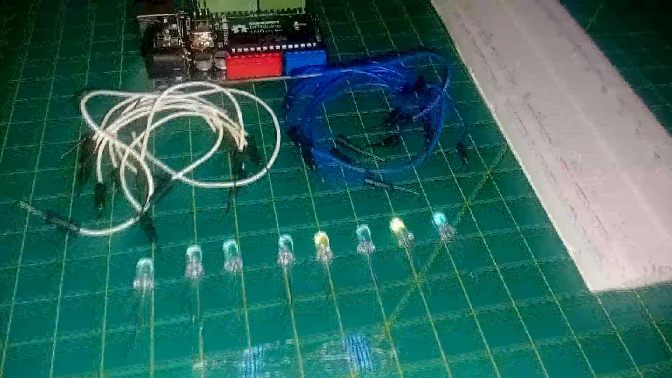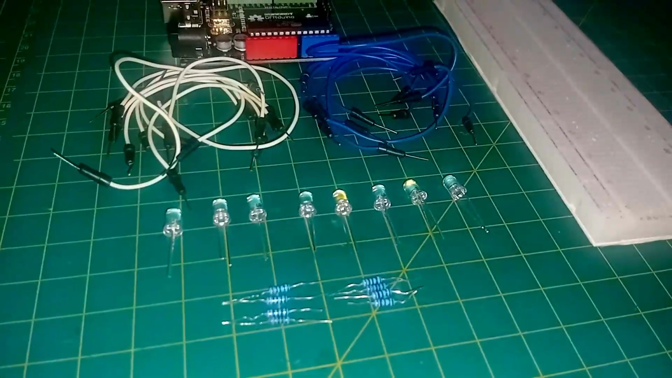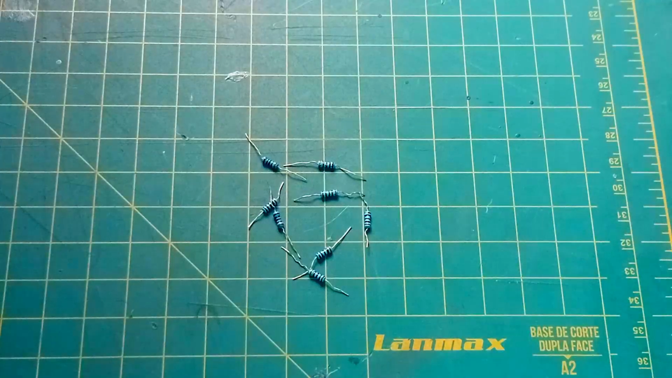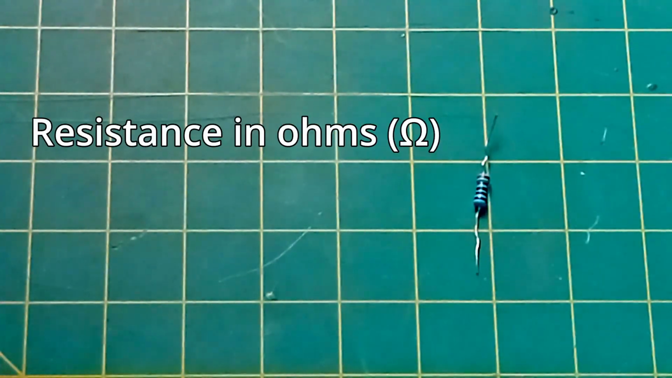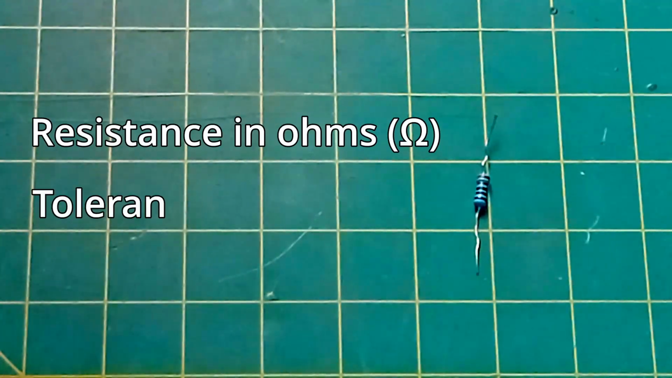Now that we discussed the components, let's take a closer look at resistors. Resistors are essential components that help us control current flow. They have two important characteristics. Number 1. Resistance value in ohms. This tells you how much the resistor resists current. Number 2. Tolerance indicates how accurate the resistance value is. For example, a 220 ohm resistor with 5% tolerance could actually measure anywhere between 209 and 231.